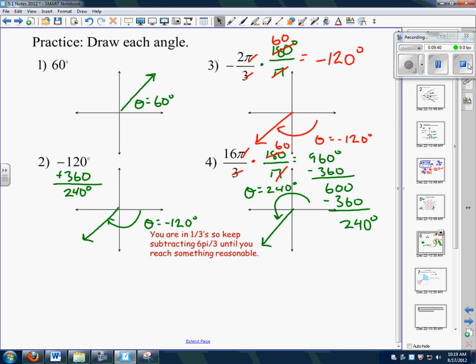So that's going to be it for part 1 here. Jump on over and we'll quickly finish up part 2 with area and arc length.